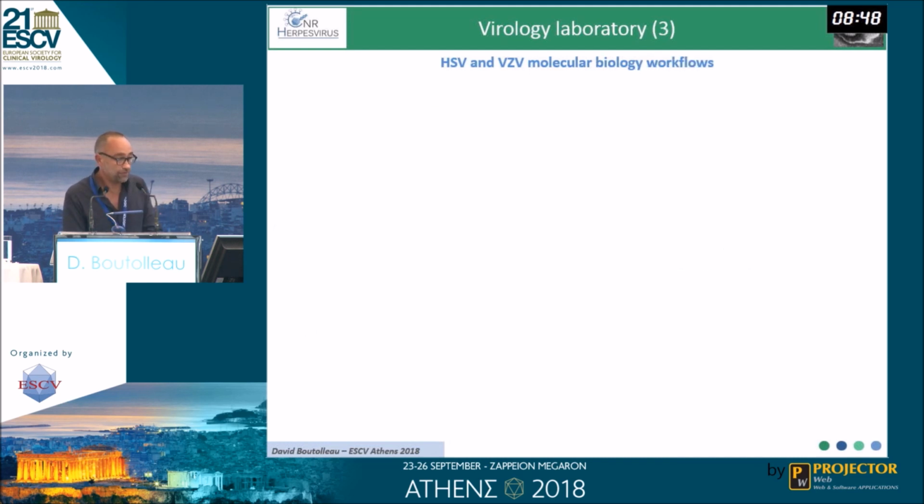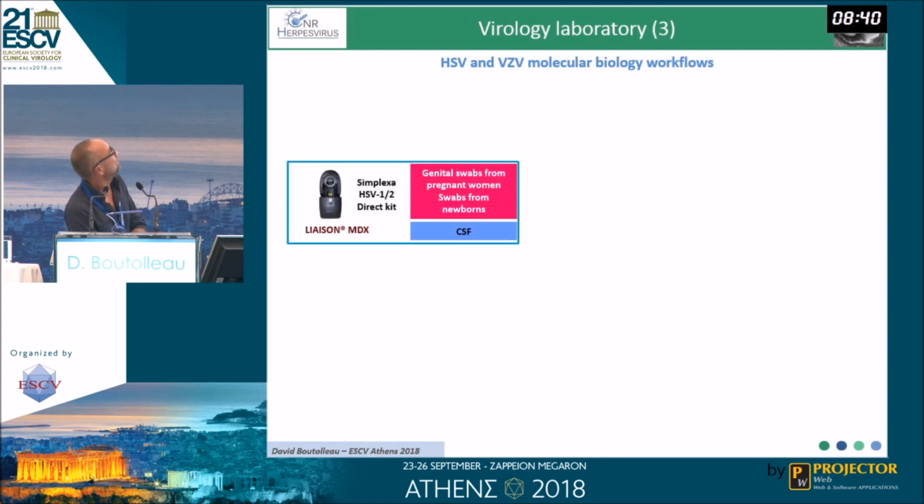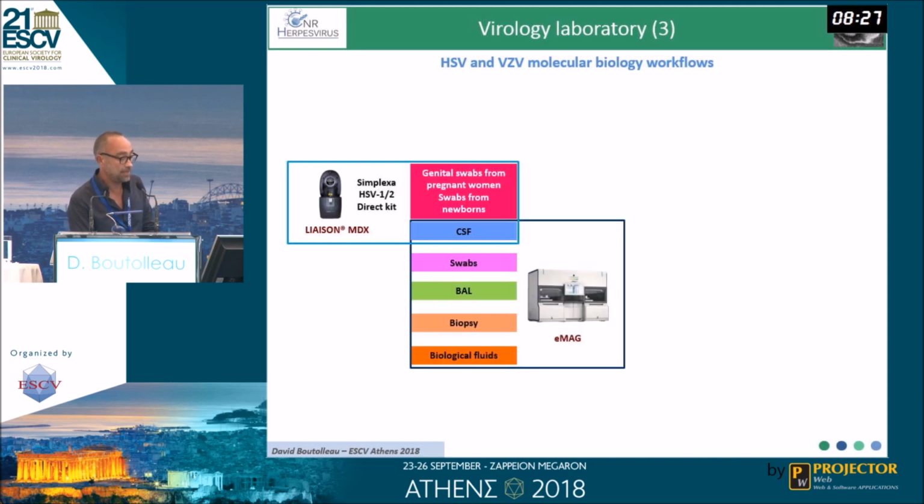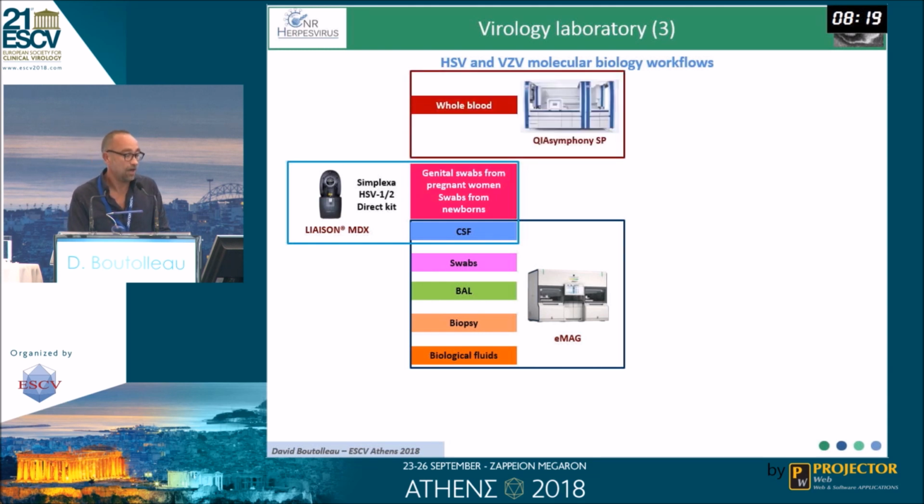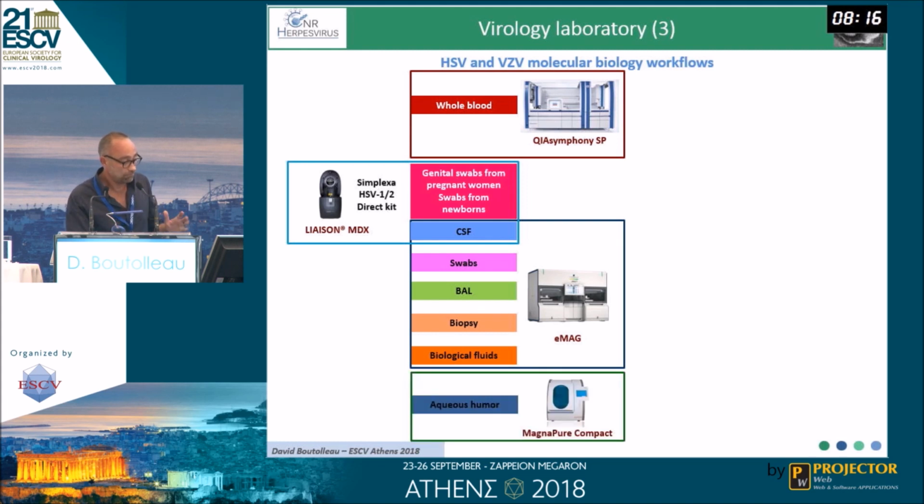So just to give you an overview of our molecular biology workflow in the lab, don't be afraid, it's a little bit complicated, but maybe just like all laboratories. We perform the Liaison MDX for HSV 1 and 2 detection in genital swabs from pregnant women, swabs from newborns, and CSF. Then CSF and other samples are extracted on the EMAG. Whole blood is extracted on the QIAsymphony, and we also have another extraction for the aqueous humor. So you can see we have many manufacturers in the lab.